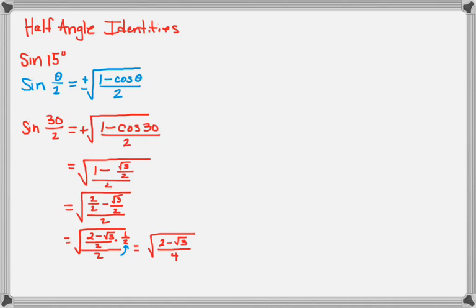Okay? That gives you this. And I can simplify that just one more time to get this. When you have a fraction under a radical, you can take the square root of the top.